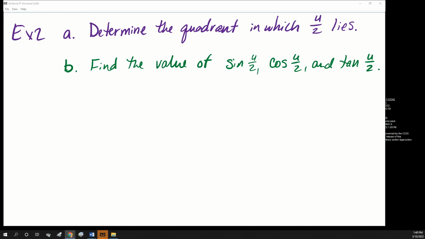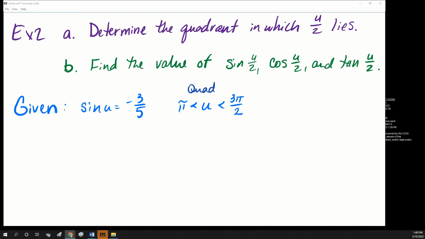Okay. And then you have to be given some information, like given the problem. Those are the directions, and the problem is that sine of u is negative 3/5, and pi is less than u is less than 3 pi over 2. All right. So this is telling you that u is in quadrant 3. So let's draw u.